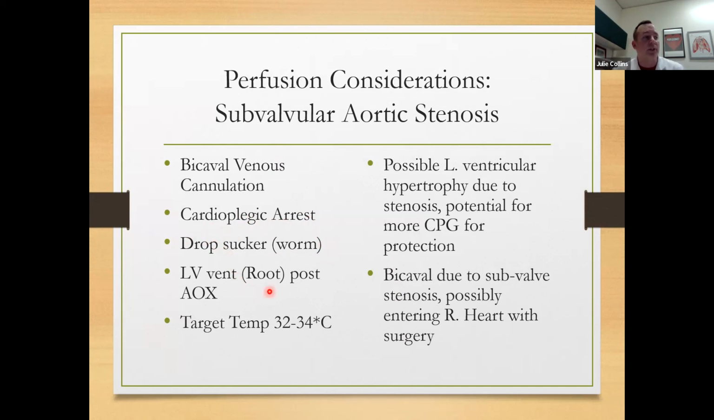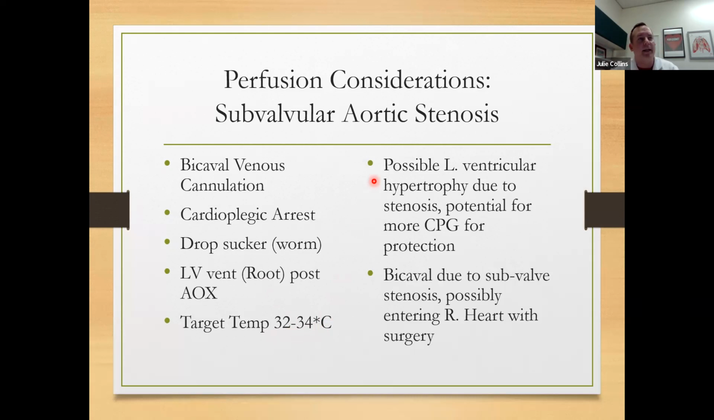Ultimately, when you close up, you may put in a root vent. So you're going to want to vent out of the aortic root. So any air that's getting past the aortic valve should be captured by the root vent. Should be a typically quick case because they're just resecting that subvalvular extramuscular tissue. So you're going to cool anywhere from 32 to 34.